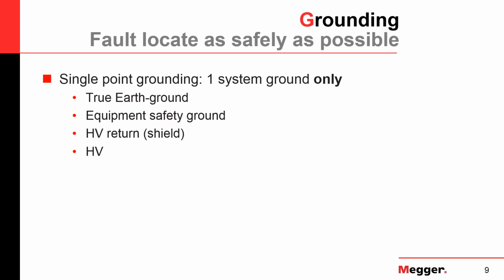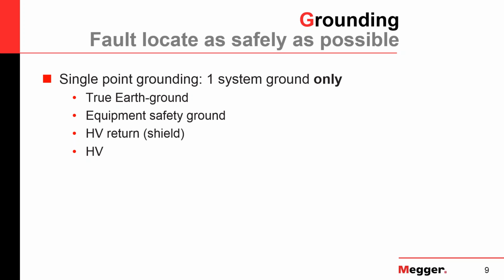One word in terms of grounding. Typically, the modern philosophy is that you have single point grounding, so one system ground only. That means you should always verify that you have a true earth ground and your grounding scheme is not floating. Actually, you think you're grounded, but you're not. So always make sure there's somewhere a true earth ground that you choose as system ground.